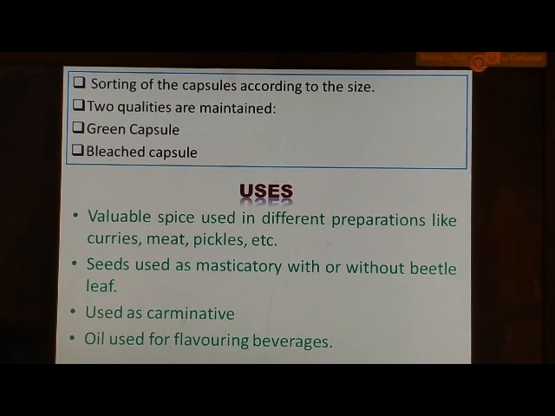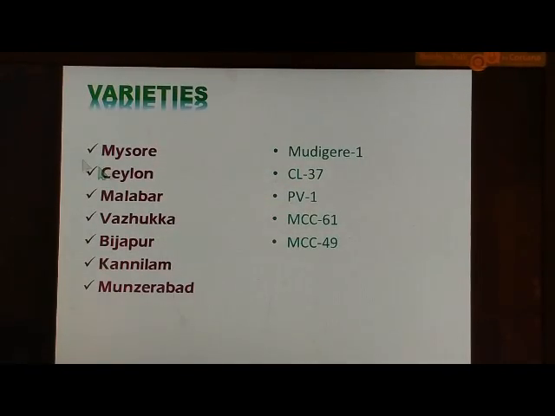Okay, so these are the recommended common varieties grown in India. In addition, certain other varieties which are cultivated in small areas are Bijapur, Kanilam, and Manzarabad. And there are also 5 other varieties which have been developed and already released for cultivation.